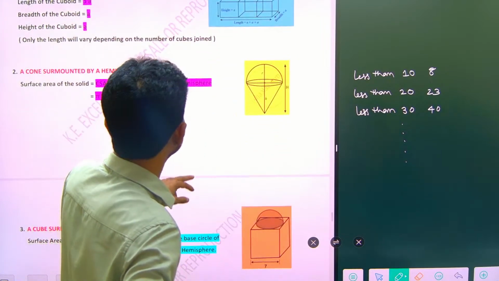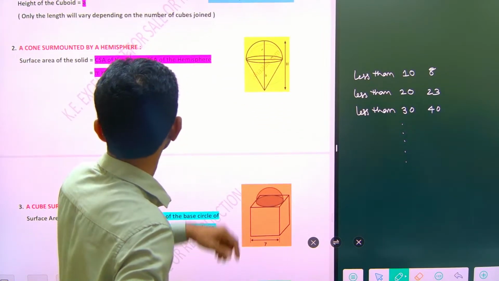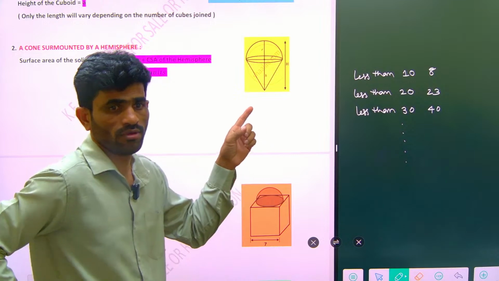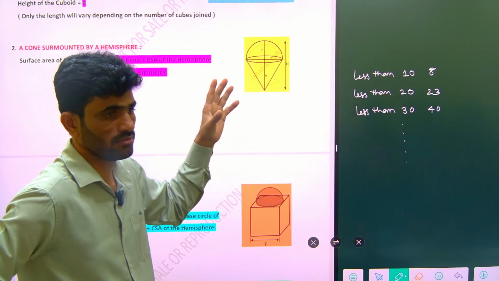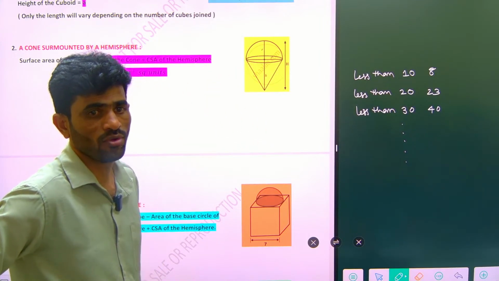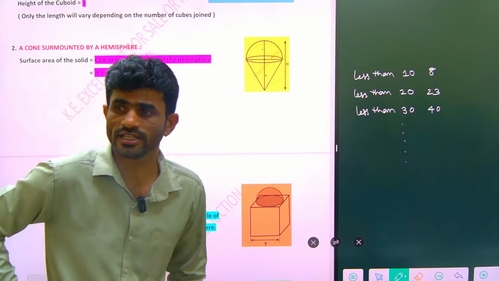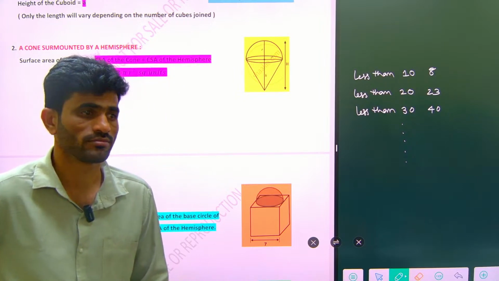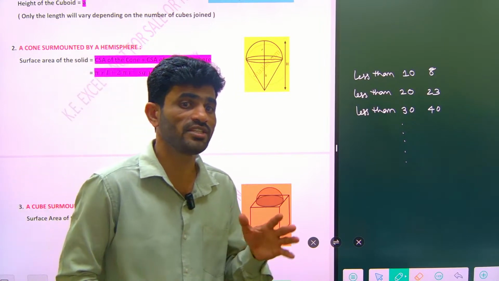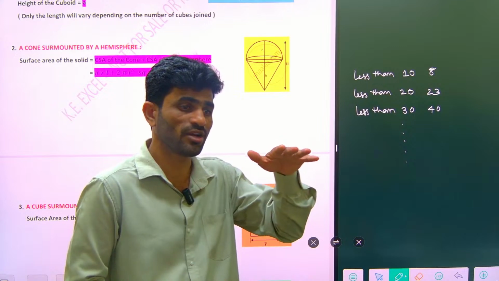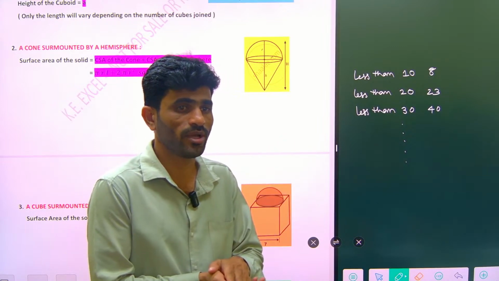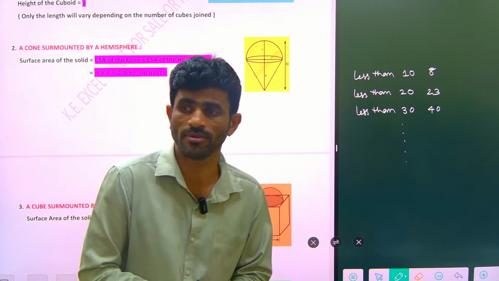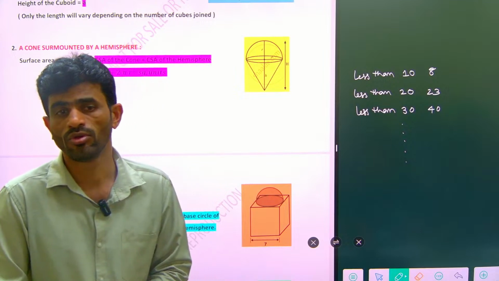Coming to this, we call it a top, a combination of cone and hemisphere. In this case, what we have to follow? CSA. You have to see which areas are exposed outside. Both the bases are going inside. If you observe carefully, only the CSA of the hemisphere is coming out, and only the CSA of the cone is coming out.